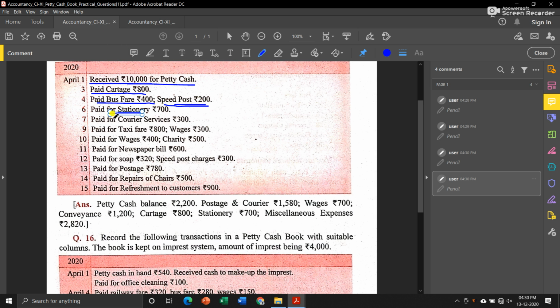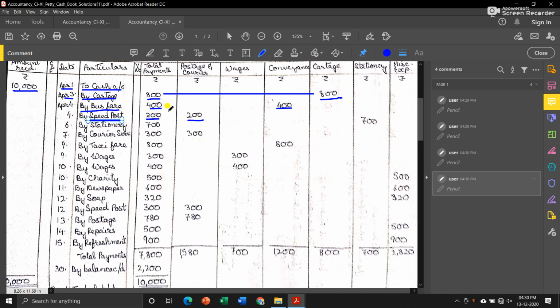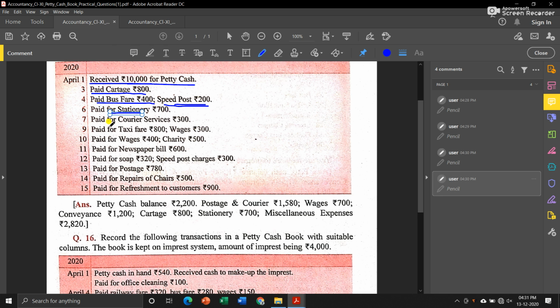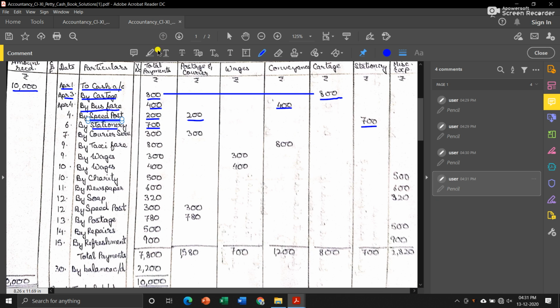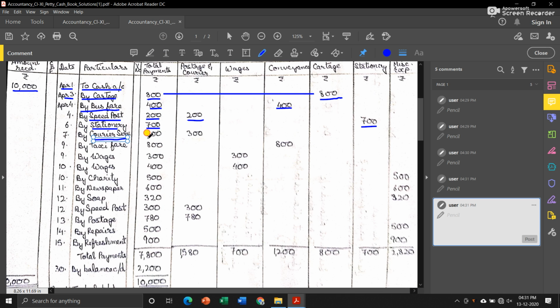Then next is paid for stationery 700. Here we write 'By stationery'. Remember you have to mention the date also. We write 700 in the total payment column, and since we have a separate column for stationery, we write 700 there. Next, on the 7th, paid for courier services rupees 300. We write 'By courier services' 300, and since courier services relate to courier, we write 300 in the courier column.